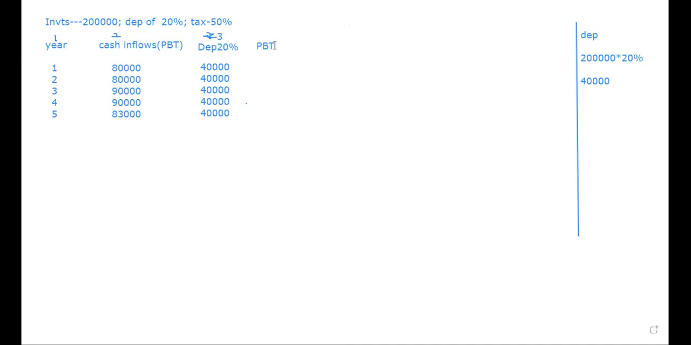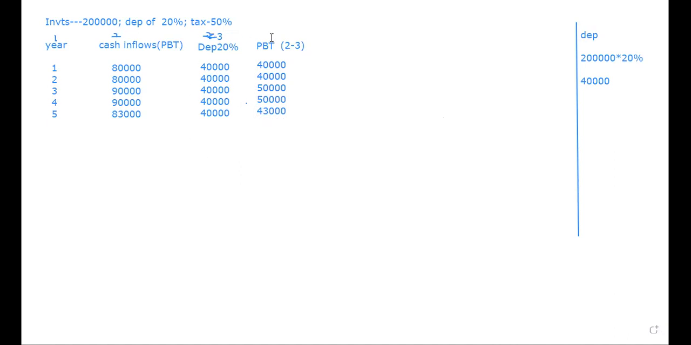So now how am I going to get it? This one, profit before tax, is the second step minus third step. I'm going to get EBT. So first one, 80,000 minus 40,000 is equal to 40,000. Then again it is 40,000. Then it is going to be 50. Again it is going to be 50. And the last one is going to be 43,000. Now I got this one.